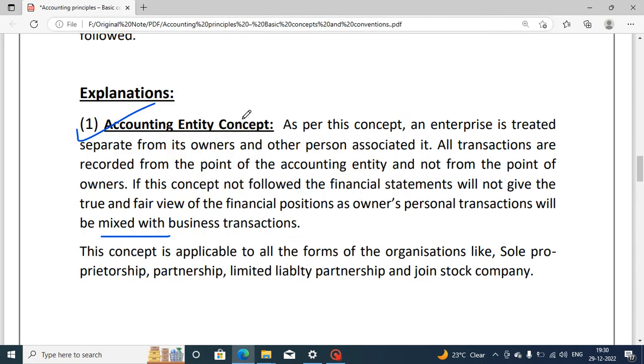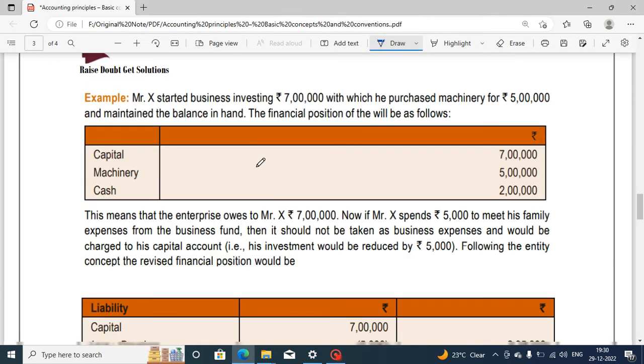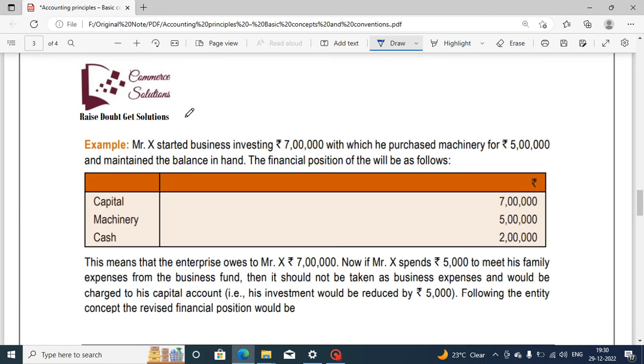So here is the example. Mr. X started business investing 7 lakh, with which he purchased machinery worth 5 lakh and maintained the balance in hand. The financial position will be as follows. So business started with cash, that is, cash comes to business and we have to return to the owner 7 lakh.